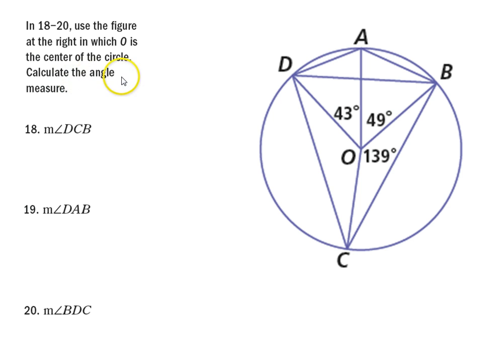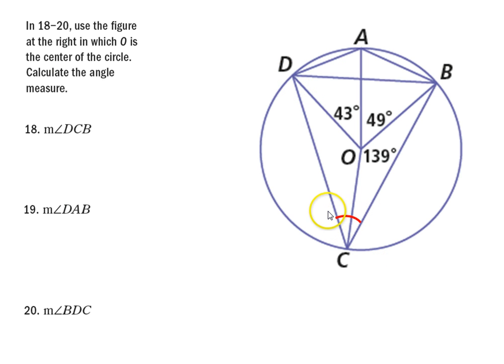And it says to use the figure. We know that O is the center of the circle, and we're going to calculate each of the angle measures that we are asked. First we're asked to find the measure of DCB, which is this angle right here. See that little marking? We want to find out how big that angle is. And this angle is an inscribed angle because the vertex of this angle is on the circle, and the two sides of the angle intercept the circle at other points.